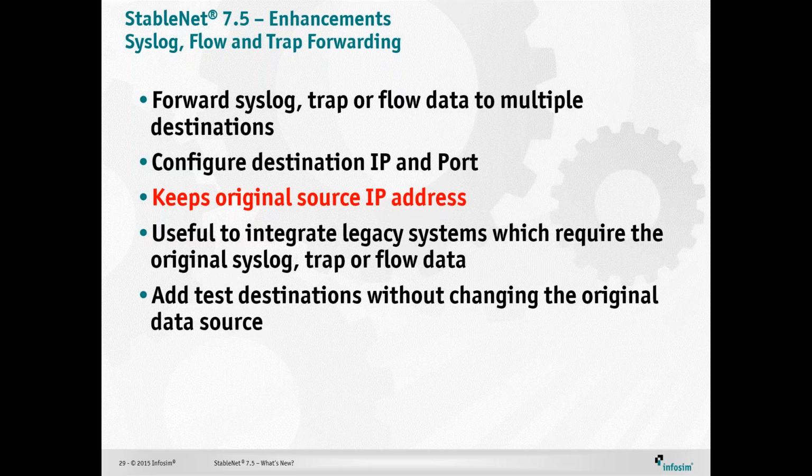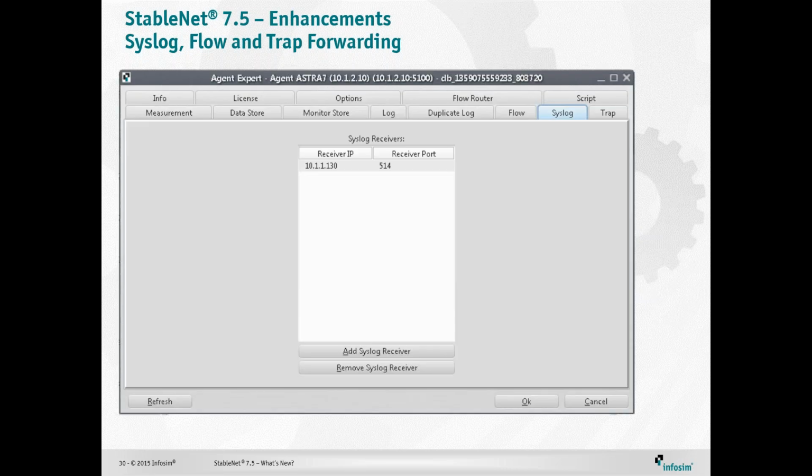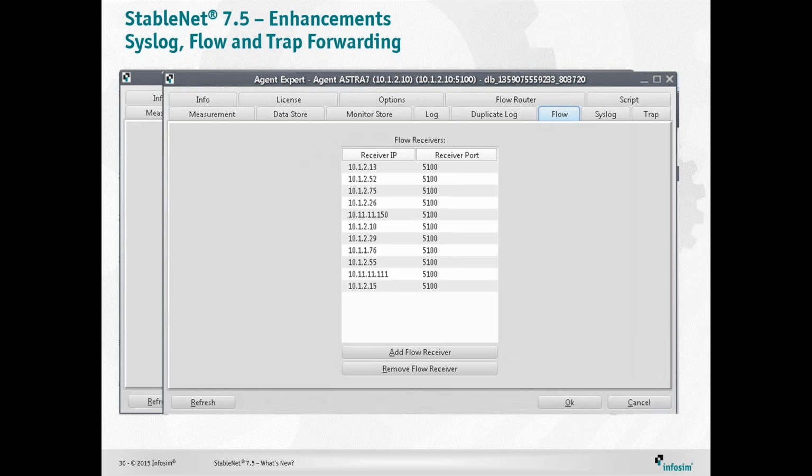You can also just forward the data to some test machine for testing purposes. In the GUI, you go to the agent expert, and you can define one destination or multiple destinations, a list of devices, and StableNet then forwards the received data to all the devices, IP and port, of the list. The destination device sees the original sender address, which is very important for alarm processing in most systems.